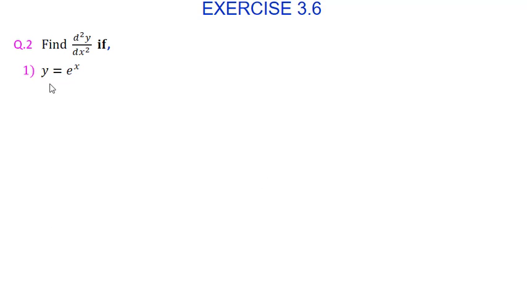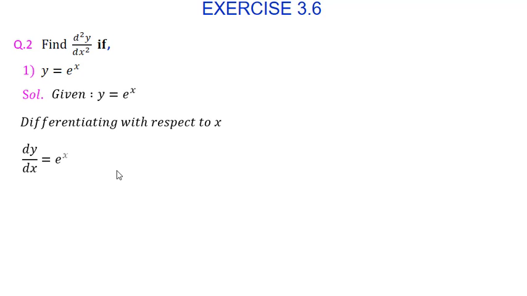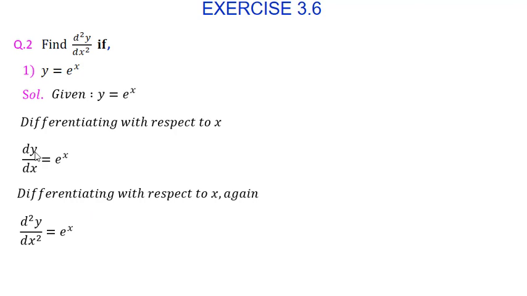Second question, y equals e power x. Now here y is equal to e power x. I differentiate this function with respect to x. The derivative of e power x is e power x only. So here I can replace this e power x by y also. Now again I can differentiate e power x with respect to x. So d square y upon dx square gives me e power x. So d square y upon dx square is equal to e power x. I can also say that d square y upon dx square is equal to y.